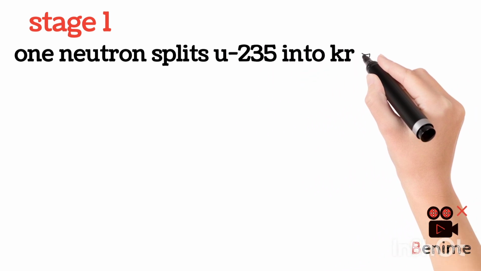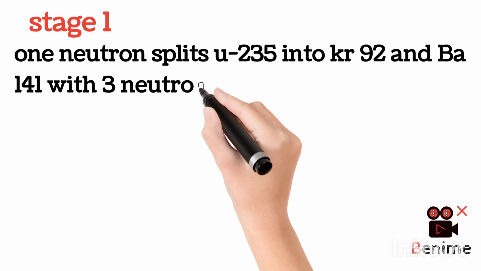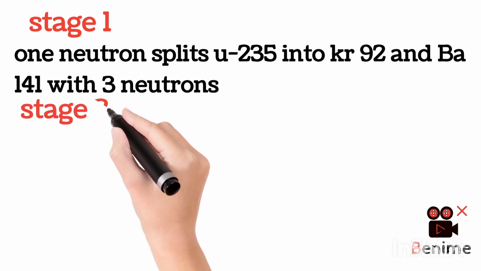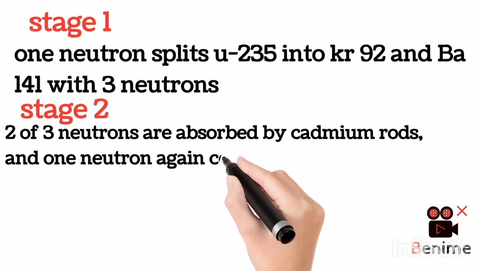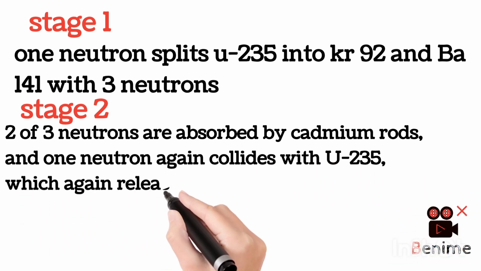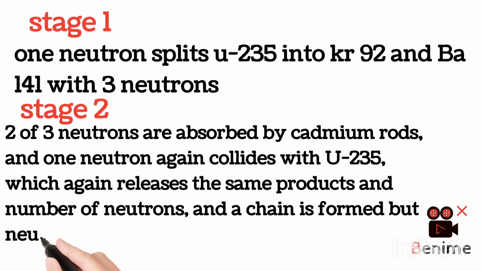This reaction takes place in different stages. In the first stage, we use an external neutron to start the reaction. After that, every fission occurs with the neutrons emitted previously until the whole of the atoms decay.